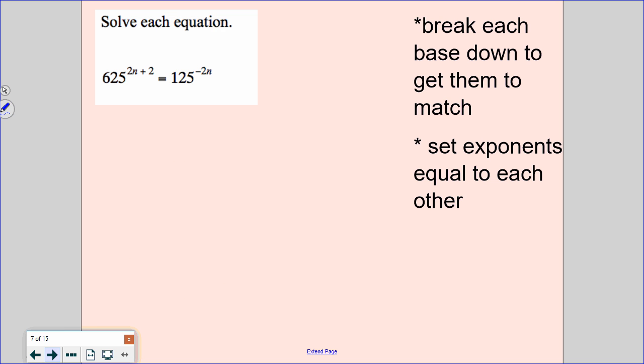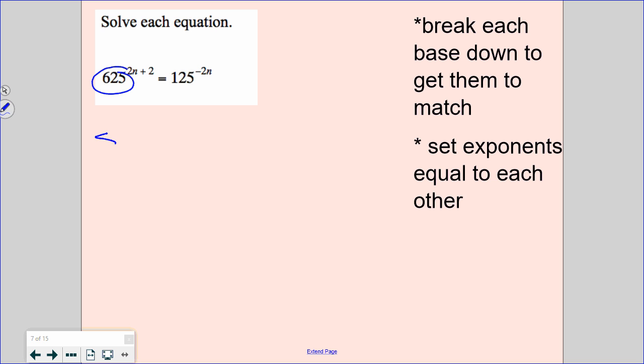All right. Can I rewrite 625 as the power of 125? Let's see. What's 125 squared? It's a big number, bigger than 625. You can break them both down to 5. 625 is 5 to what power? Multiply 5 until you get 625. 5 to the 4th.